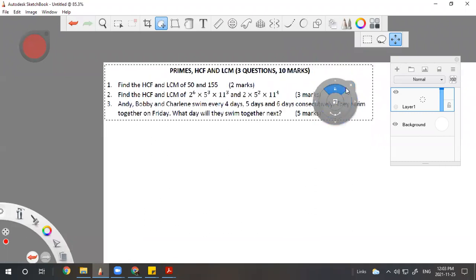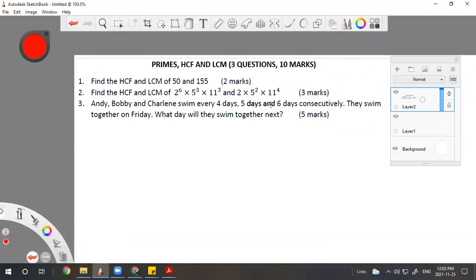Find the HCF and LCM of 50 and 155. So how do you do this? What you need to do is try to make a factor tree, right? So how do you use the factor tree?